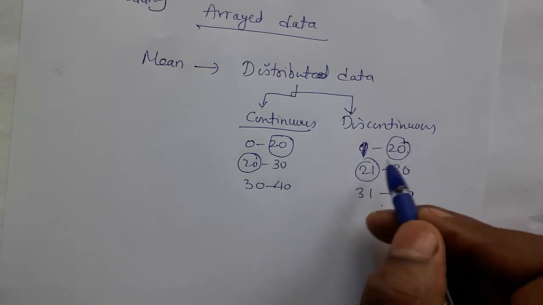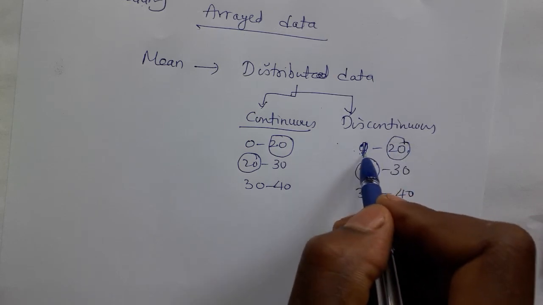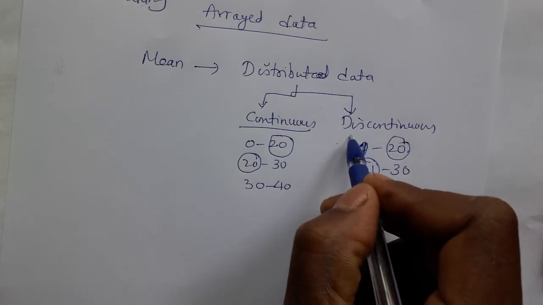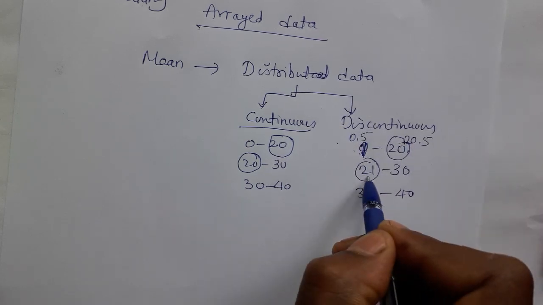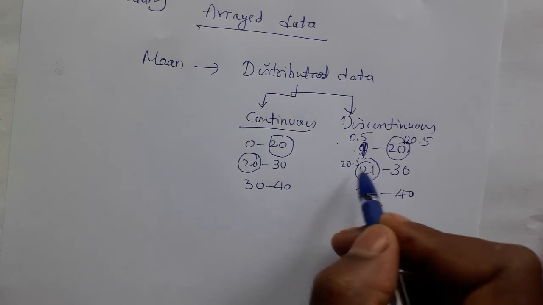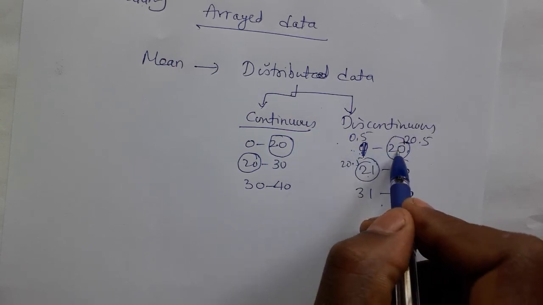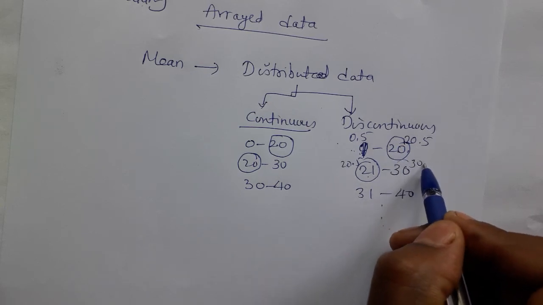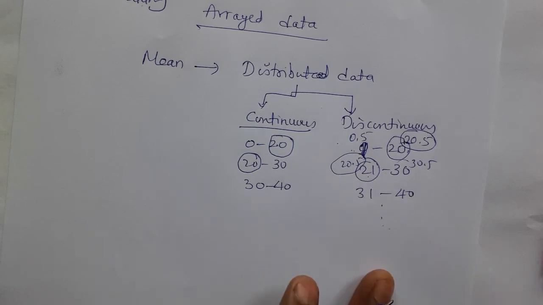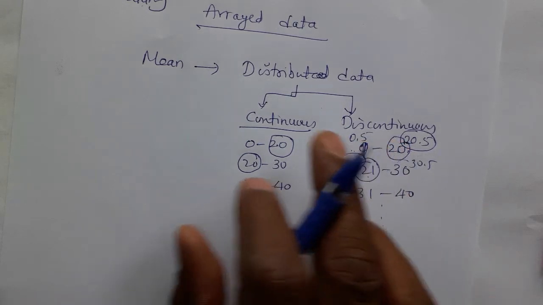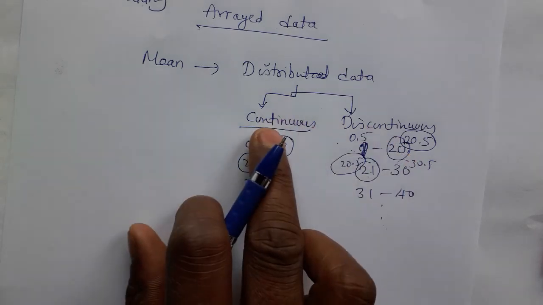So in this case, what we do is remove 0.5 from the lower limits and add 0.5 to the upper limits. The lower limit 0.5 is removed, and in the upper limit 0.5 is added, so it becomes 20.5, 30.5. Now this 20.5 and this 20.5 become equal. So in case discontinuous data is given in any distributed data problem, kindly first change it into continuous, then go with the methods.